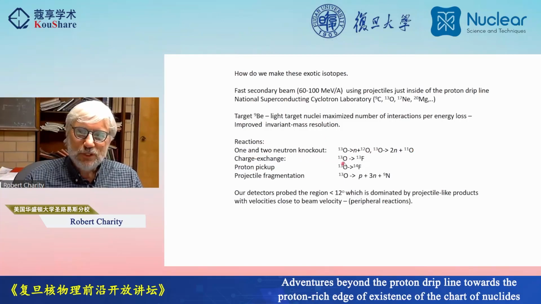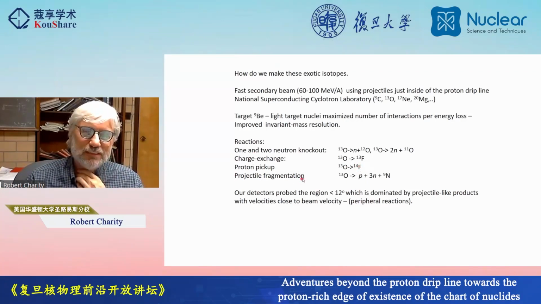I'll show some data where we actually do a charge exchange. So we turn a neutron in the projectile into a proton. We exchange that neutron from the projectile with a proton from the target, and we made fluorine-13. You can also just pick up a proton, say fluorine-14. That's beyond the proton drip line.